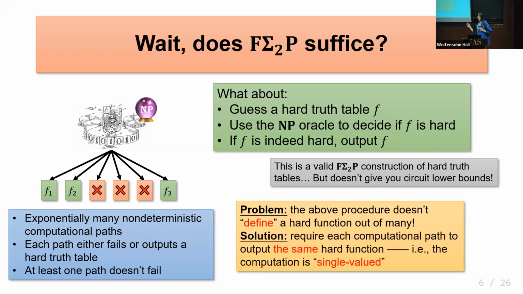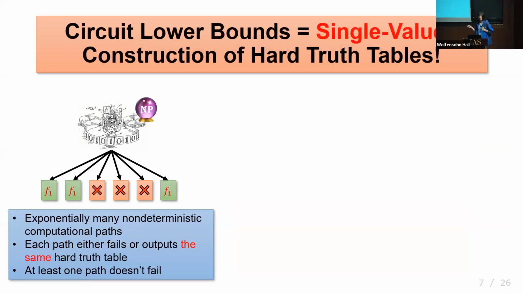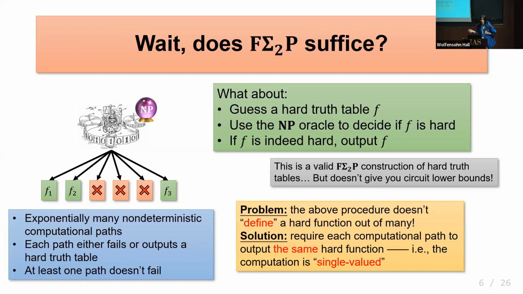So we will require some pseudo-deterministic like property for this FΣ2P construction. Turns out that some previous literature called this single valued construction. So let's require each computational path to output the same hard function. It either fails or outputs this particular hard function.